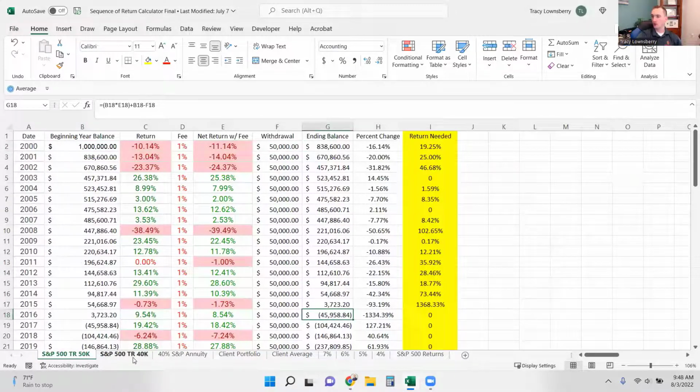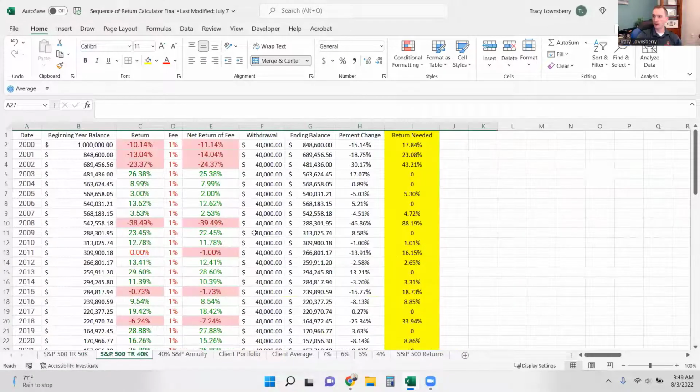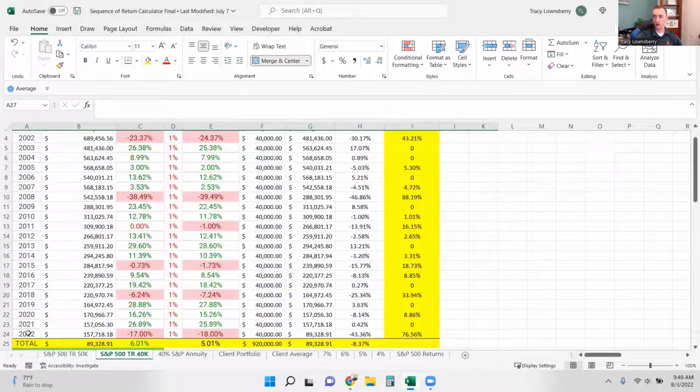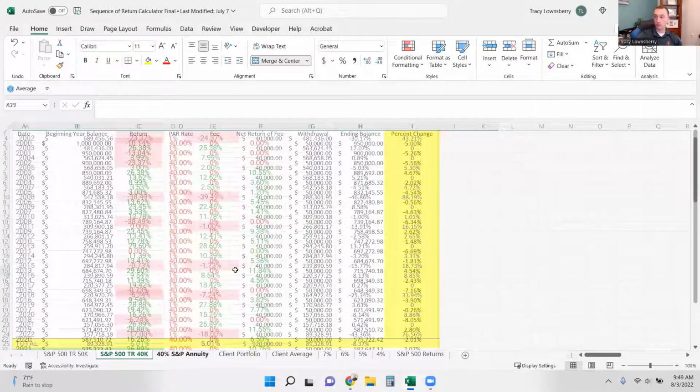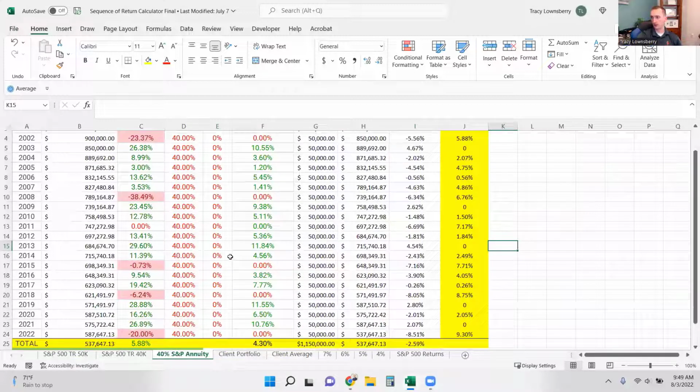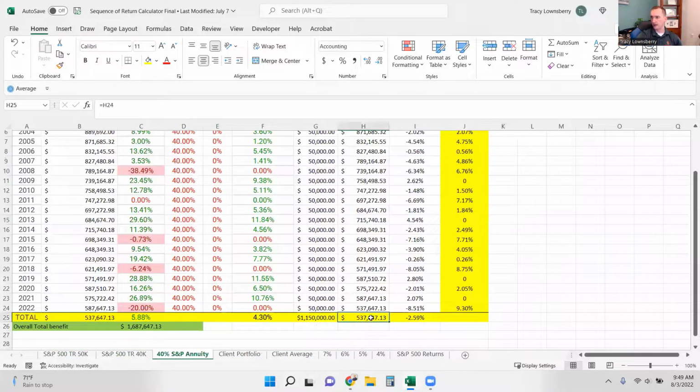Okay. So then you have, what if I drew 40,000 out? Well, if you only drew 40,000, you would have been able to last all the way to 2022. We just like to show them just what that $10,000 difference could do for them. And then we look at an annuity. What if you only participate in 40% of the growth? Now you have the annuity where you get all the withdrawals, plus you have 537,000 left.